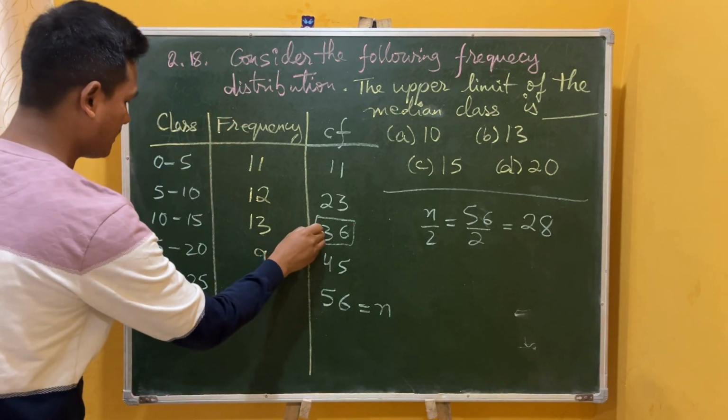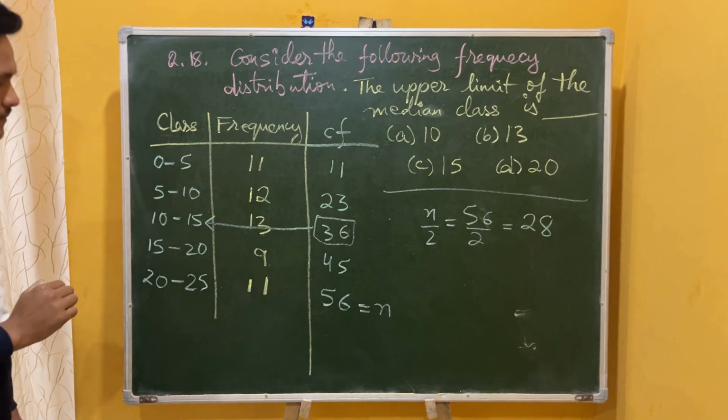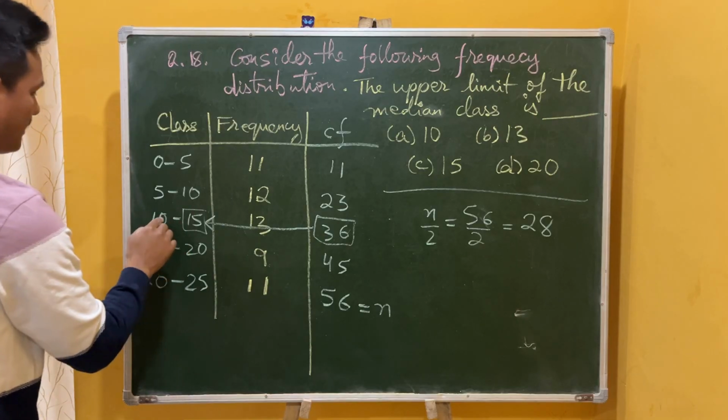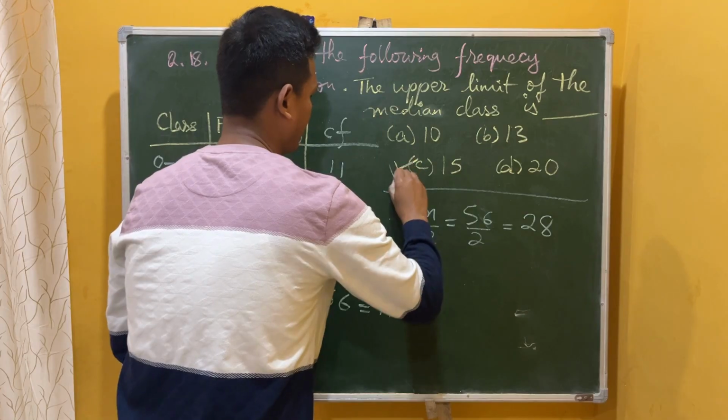So this class is the median class, and the upper limit of this class is 15 while the lower limit is 10. So our answer is 15.